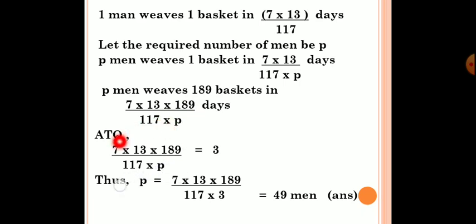Now according to the question, the number of days was given. So this expression is equal to 3, which was the number of days given in the question. So 7 into 13 into 189 divided by 117 into P is equal to 3. So take the P to the other side, and this 3 will come to the denominator. So P equals 7 into 13 into 189 divided by 117 into 3. On solving this, we'll get the answer as 49. So 49 men are required to weave 189 baskets in 3 days. So that's all for this part. Thank you for watching.